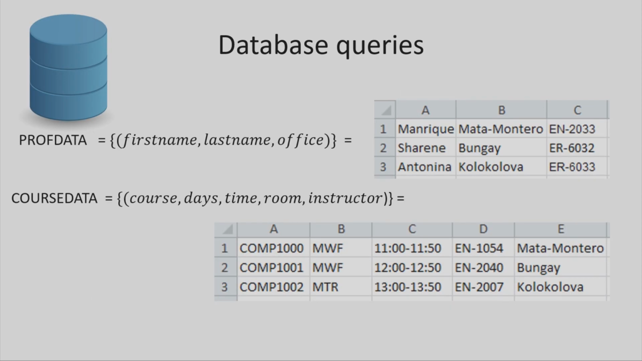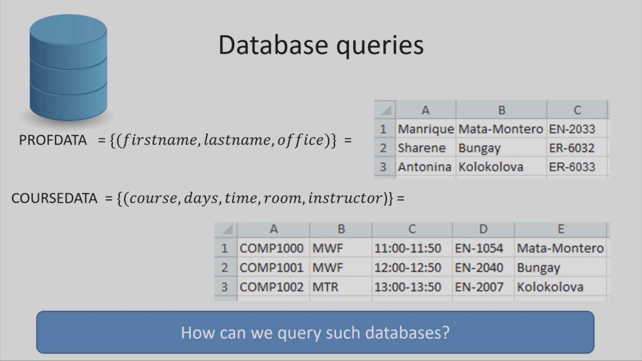So we already looked before at relations prof data and course data that you might find possibly in some university database. So the prof data lists first name, last name, and the office number of faculty, and the course data for every course offered in this semester would have the name of the course, time when it's offered, dates, room number, and the last name of the instructor who's teaching it. So, how can we query a database like that? What kind of questions can we ask?